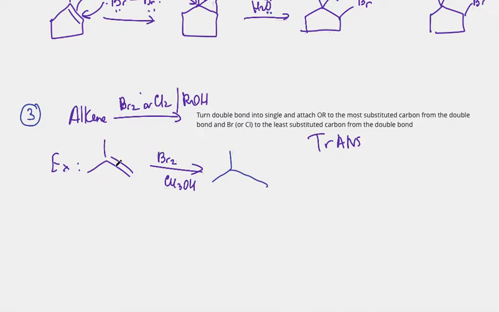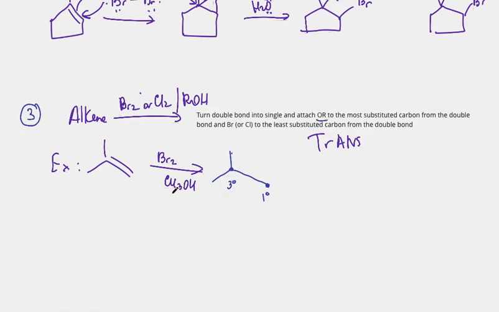I turn my double bond into a single bond. Then these are the two carbons that had my double bond. This one is connected to 3 carbons. This one is connected to only 1 carbon. So this is tertiary and this is primary. Tertiary is more substituted. So I put OR.